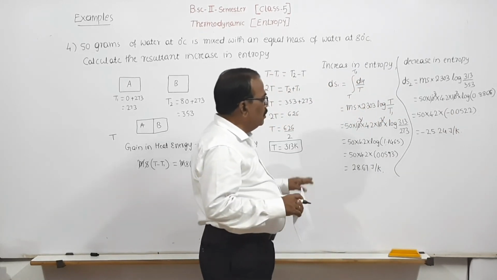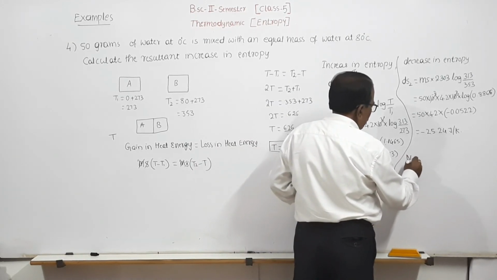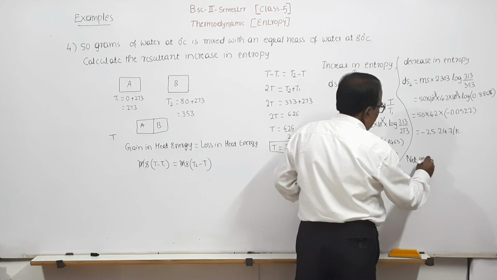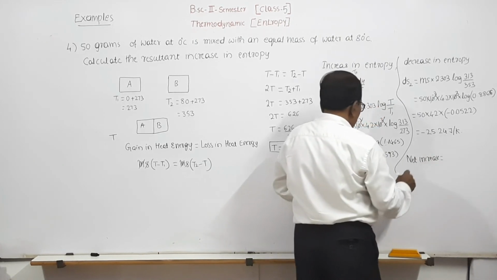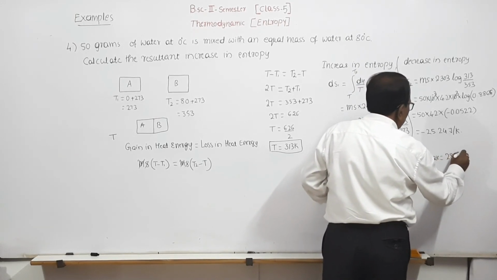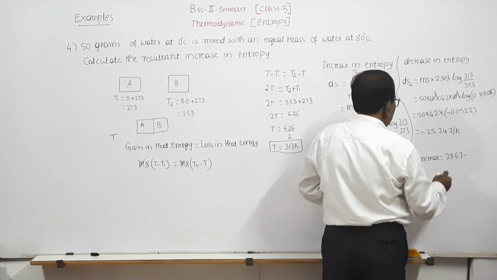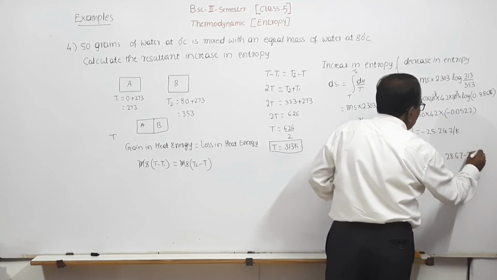Therefore, the net increase in entropy is 28.67 minus 25.24.